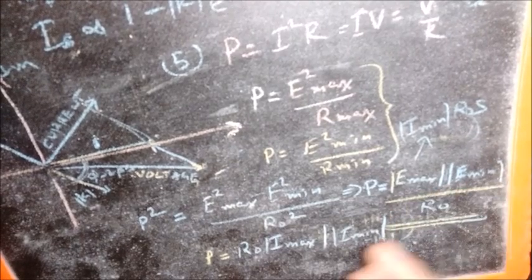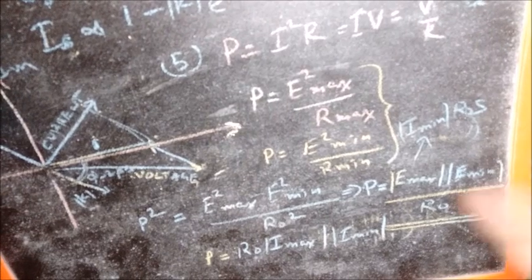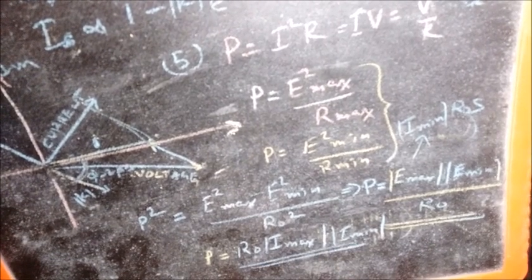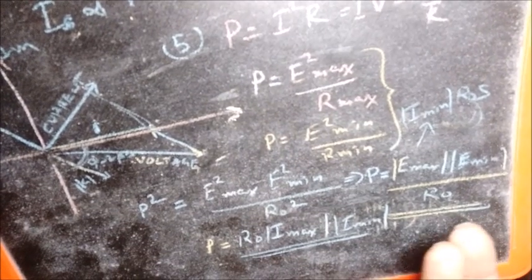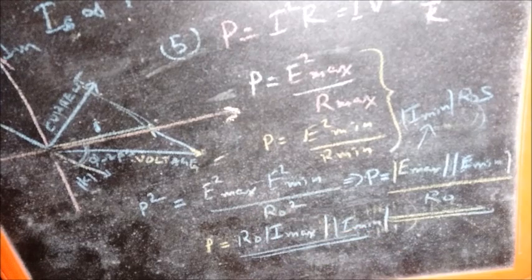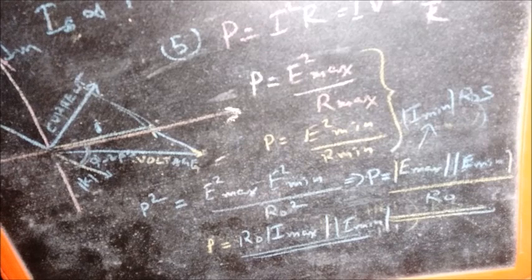So substitute it here, those S and all S will get cancelled, and you will have two R naught, one of the R naught gets cancelled, and you get this as a result. So power is also equal to this. So again, if you have knowledge of Emax and E min, or I max and I min, as well as R naught of the transmission line, you can calculate the power which is flowing through the transmission line. That is our fifth observation.